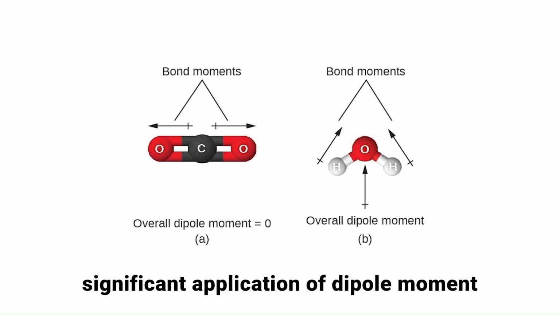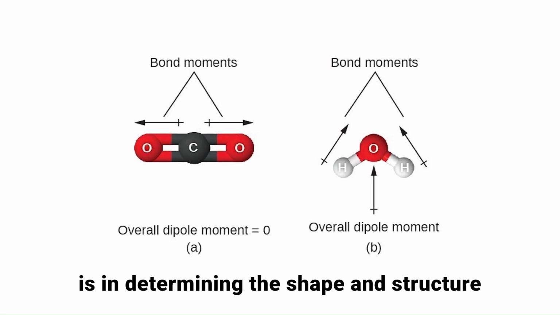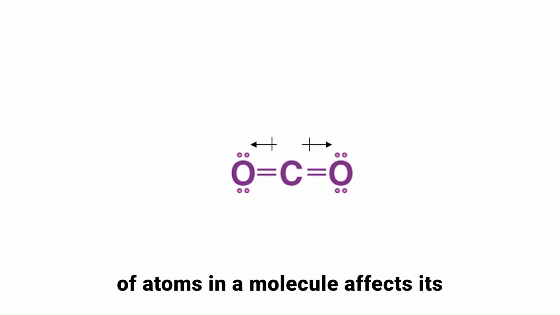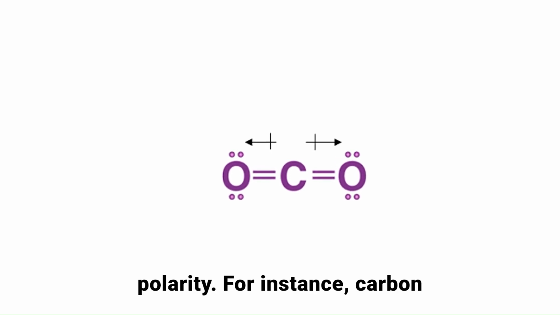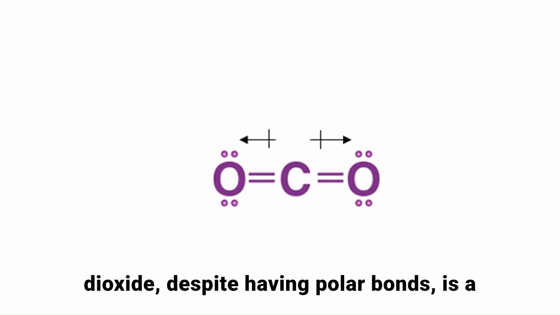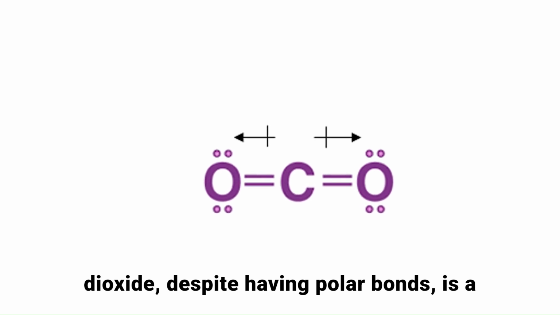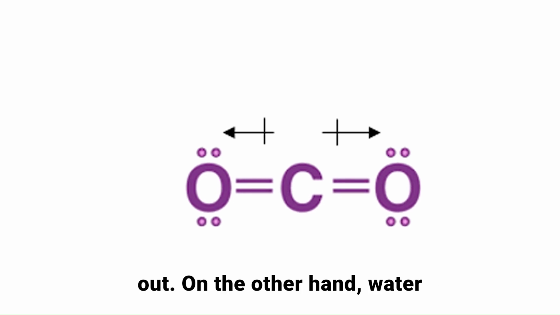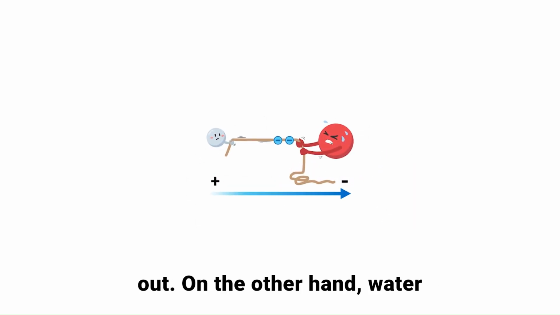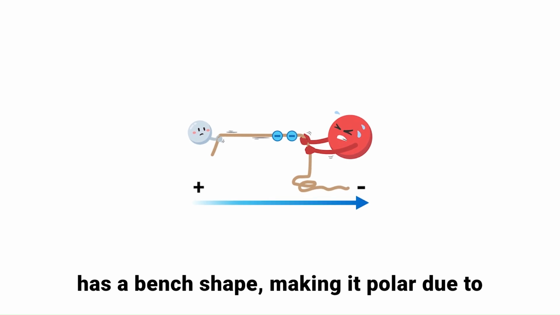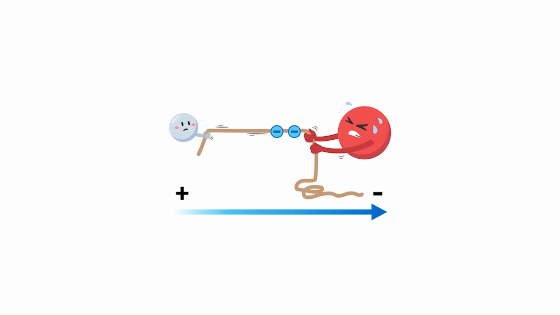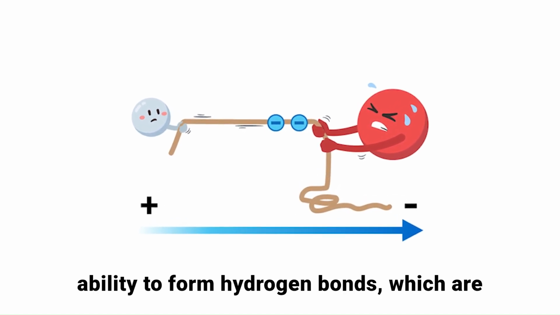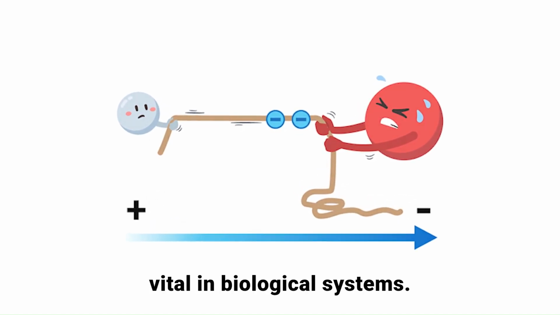Another significant application of dipole moment is in determining the shape and structure of molecules. The spatial arrangement of atoms in a molecule affects its polarity. For instance, carbon dioxide, despite having polar bonds, is a nonpolar molecule because its linear structure causes the dipoles to cancel out. On the other hand, water has a bent shape, making it polar due to the asymmetry of charge distribution. This polarity contributes to water's ability to form hydrogen bonds, which are vital in biological systems.